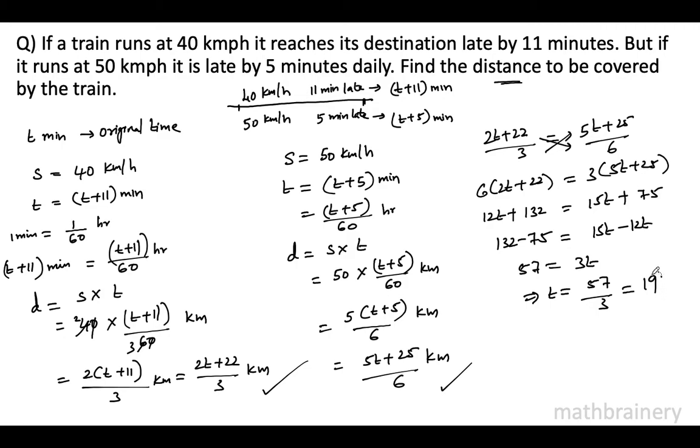Now when t is 19, what is the distance covered? Let me substitute it in this. This is 2 into 19 plus 22 by 3. When you simplify this, you get the value as 20. So the distance travelled by the train is 20 kilometers. You understand? Let's look at the next question.